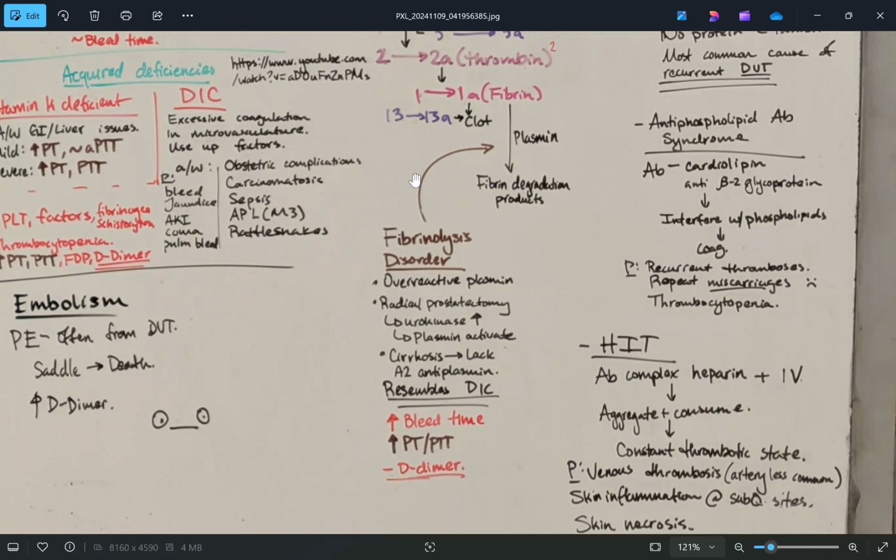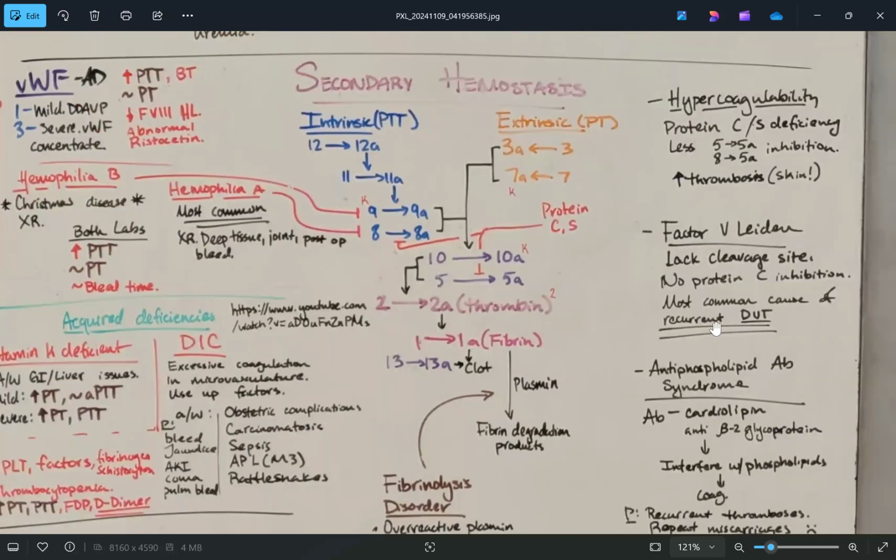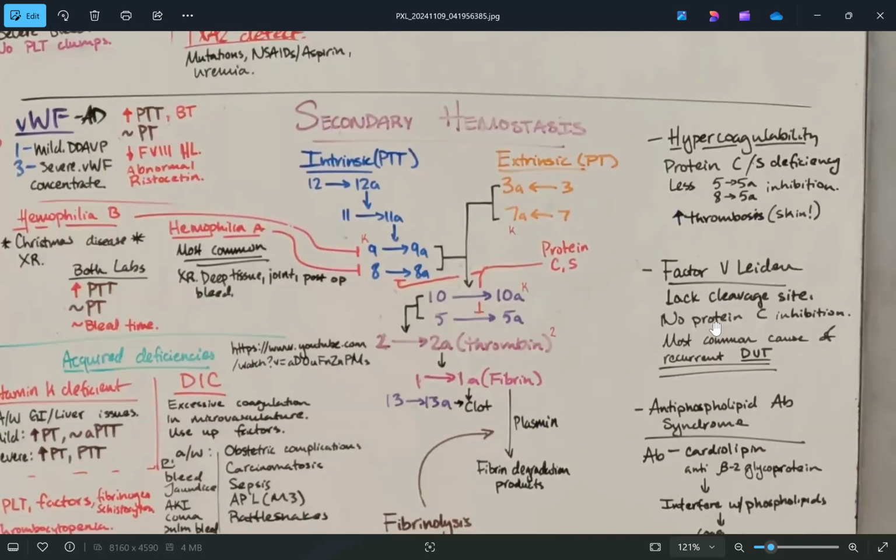What this does is it will inhibit the formation of activated factors 5 and 8. And so if you have less inhibition of those, then you'll have more thrombosis, and therefore more skin clots and skin symptoms and presentations. Next is factor 5 Leiden. Basically you have a mutation in your factor 5 where it lacks a cleavage site for your protein C. And therefore, if you can't inhibit it, you'll have more clots. And it is the most common cause of recurrent DVTs.